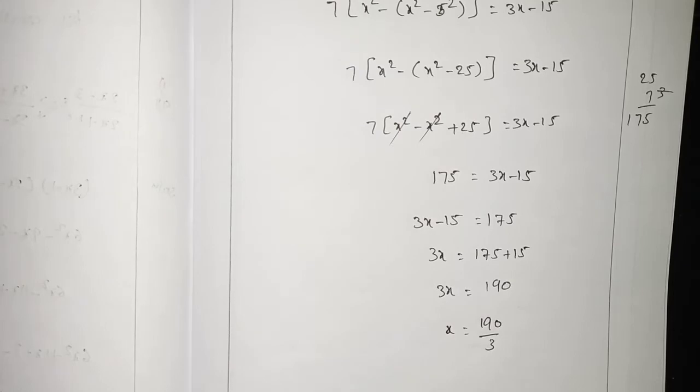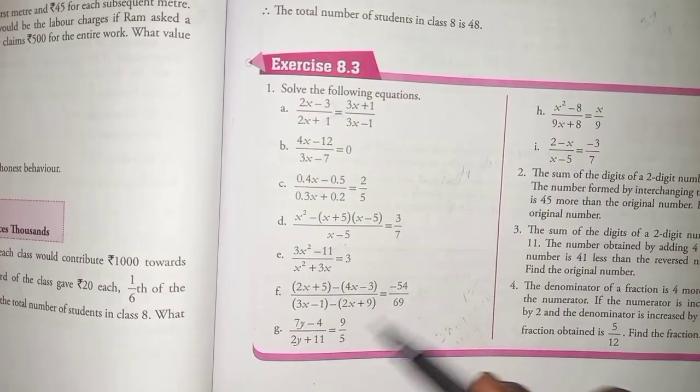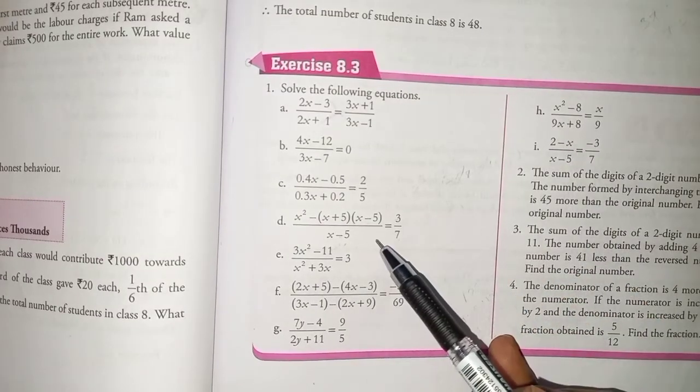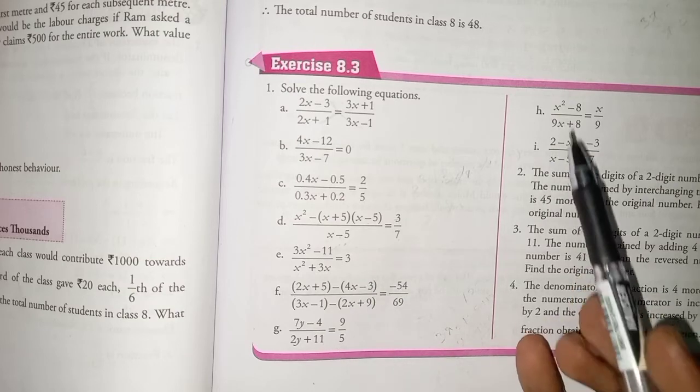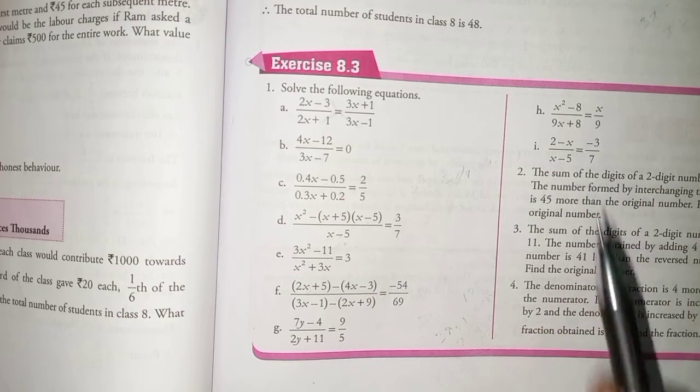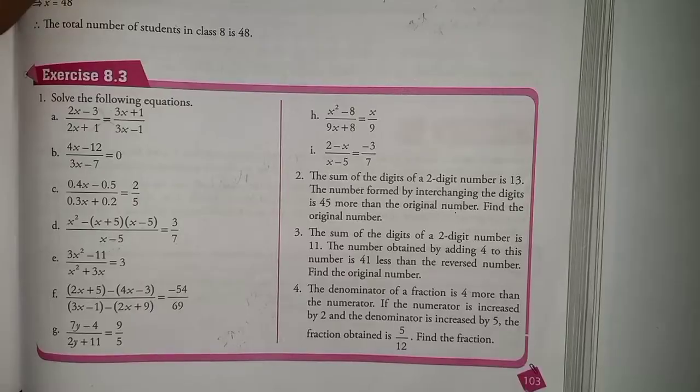Understand how to simplify the equations by using the cross multiplication? Like that, do the remaining all. I explained up to D. Solve the remaining 5 problems.